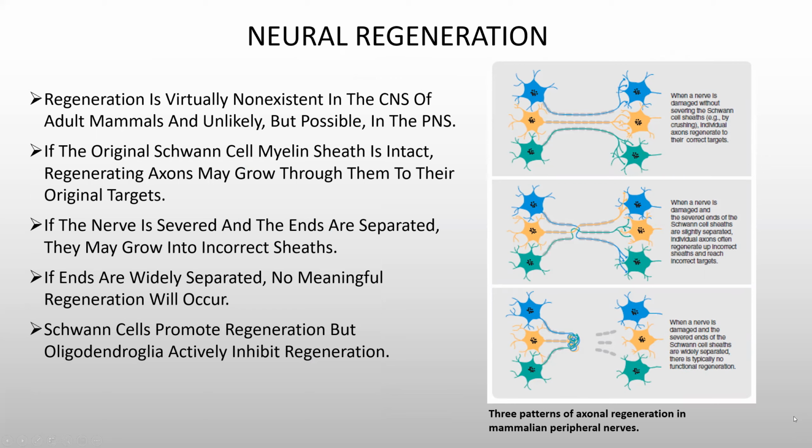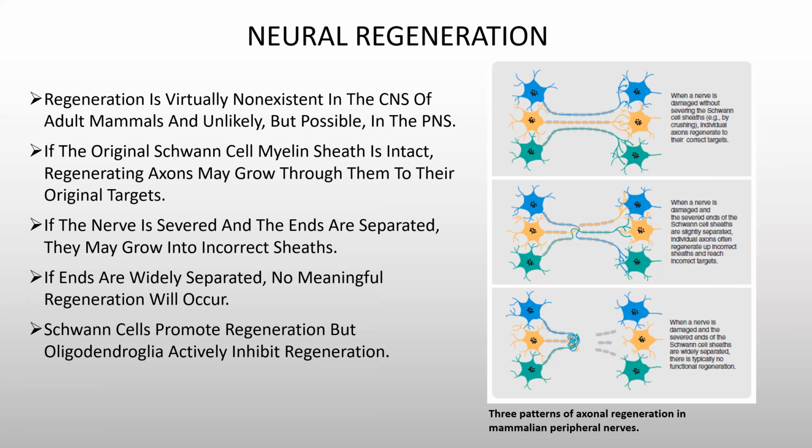Now, there is some regeneration. Regeneration is virtually non-existent in the CNS of adult mammals, but can be possible in the PNS, the peripheral nervous system. If the original Schwann cell myelin sheath is intact, regenerating axons may grow through them to their original targets. And that's what you see at the very top of your figure. When a nerve is damaged without severing the Schwann cell sheaths, individual axons regenerate to their correct targets.